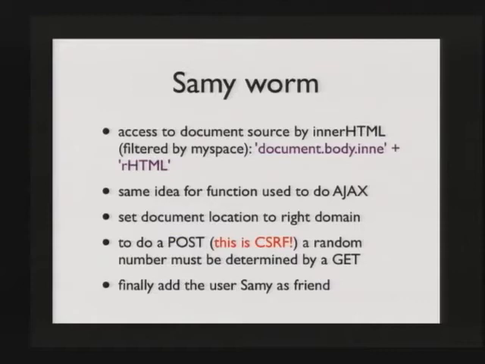The same idea was used for a function that they wanted to use for AJAX calls. And so now they can set the document location with JavaScript that they need for a certain domain. They can do AJAX calls to have POST and GET calls. And finally, with these techniques, they were able to add the user Sammy as a friend, because this allows everything you need to do for a CSRF attack.